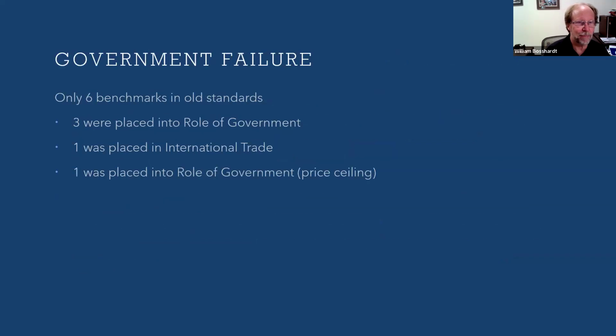And once again, I've addressed this a couple of times, but government failure was placed into the role of government. So there were six benchmarks. Three of them went to the role of government. One was on tariffs, I think it was the one I just read, actually, that went to international trade. Another one was put into the role of government with price ceilings as the example for it. And one was just a general one that we just didn't know what to do with. But they were dispersed mainly into the role of government.